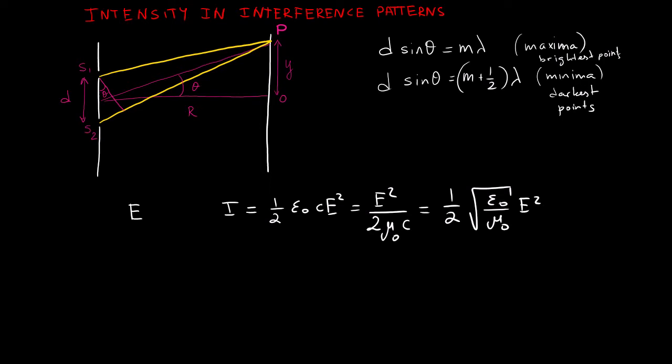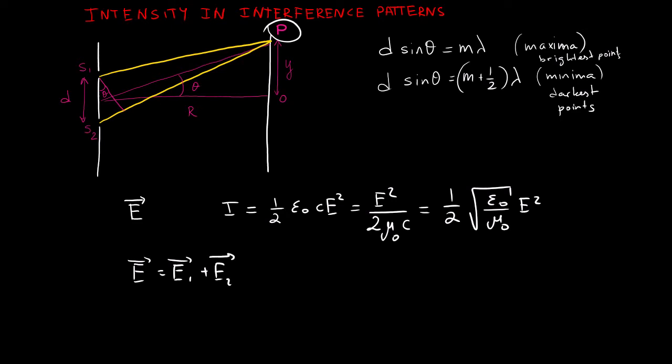I have another video on this topic, so if you forgot this, you might want to pause here, go watch that other video and come back. The electric field E at any point P will be the sum of the electric field vectors of the waves coming from each of the two slits, E1 and E2. So I can write vector E equals E1 plus E2.